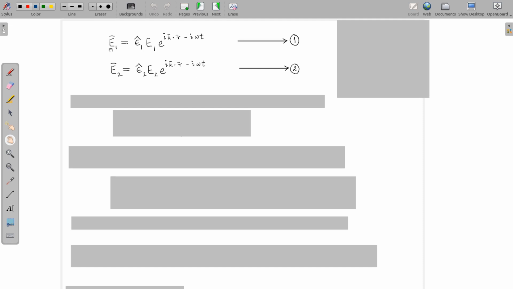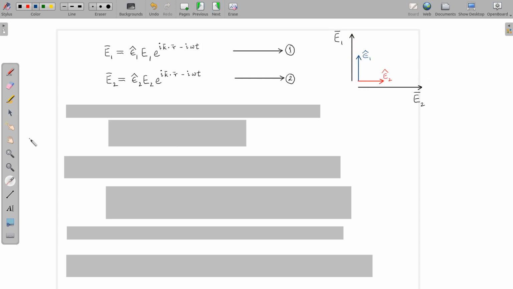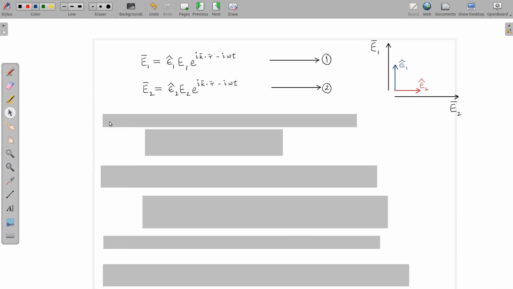So just to be able to identify, the polarization along epsilon 1 we call E1, and the polarization along epsilon 2 we call E2. If you look at this, let's say this is epsilon 1 and this is epsilon 2. So E1 is along epsilon 1 and E2 is along epsilon 2. And we notice that because epsilon 1 and epsilon 2 are orthogonal, that means E1 and E2 also will be orthogonal. So equations number 1 and 2 represent linearly independent waves.